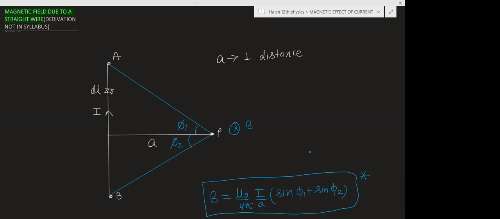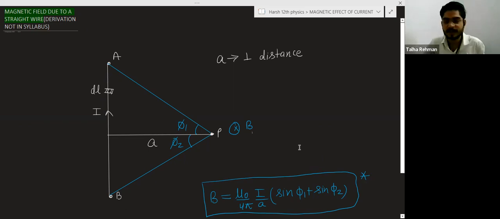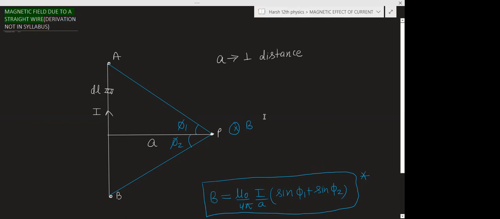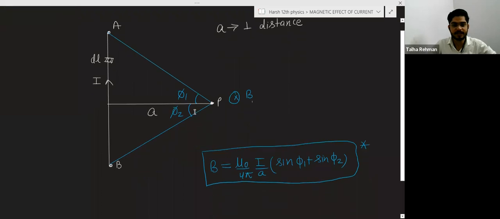And this is also in the unit vector sense. The direction will be in the negative z axis, and that is given by minus k cap. So the direction of this you can find with the help of the right hand thumb rule.